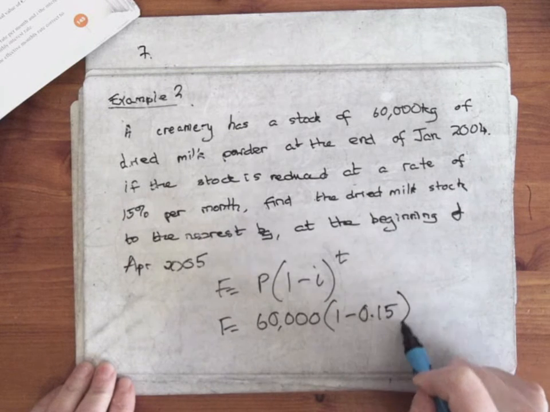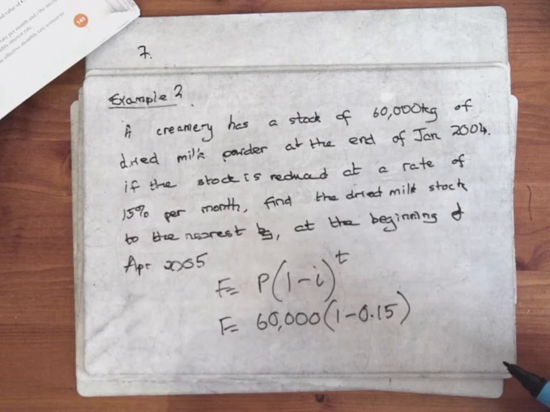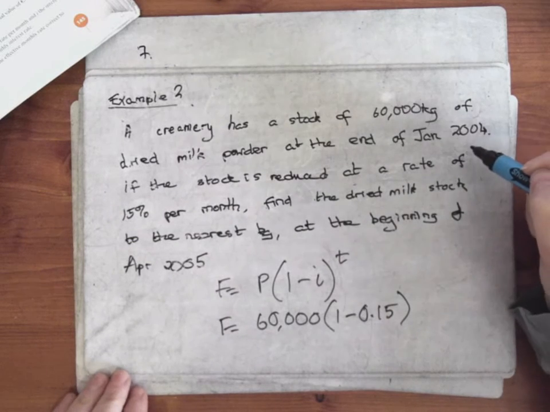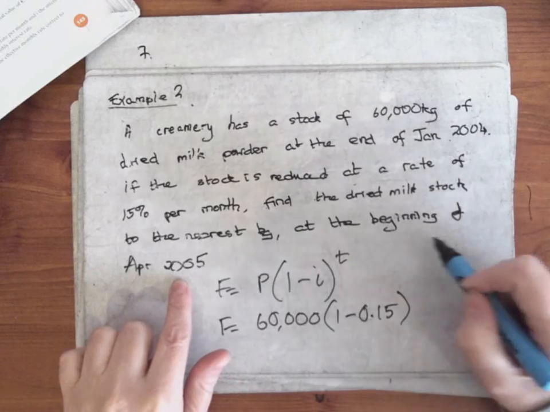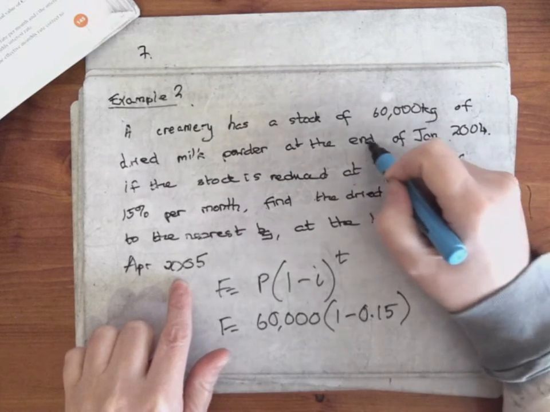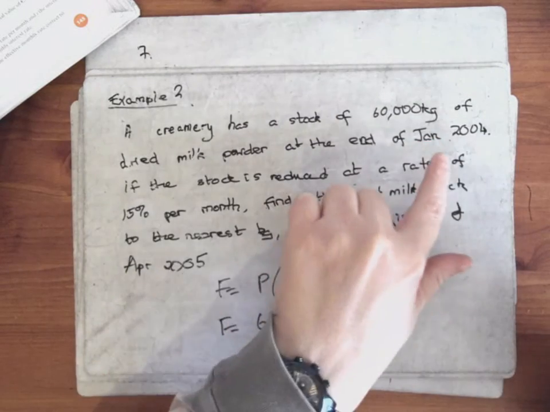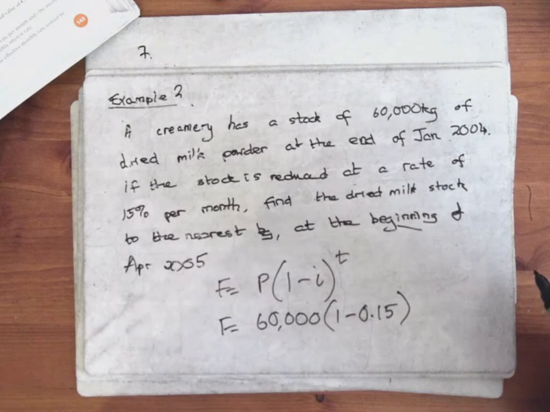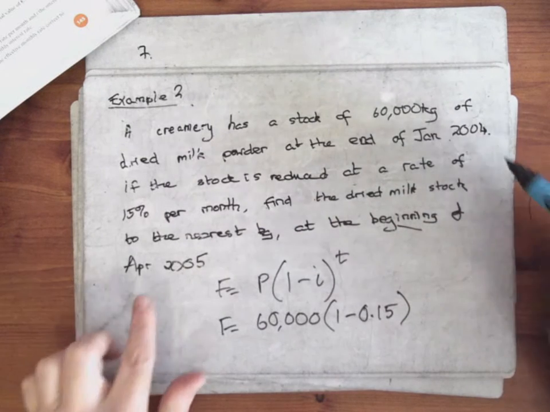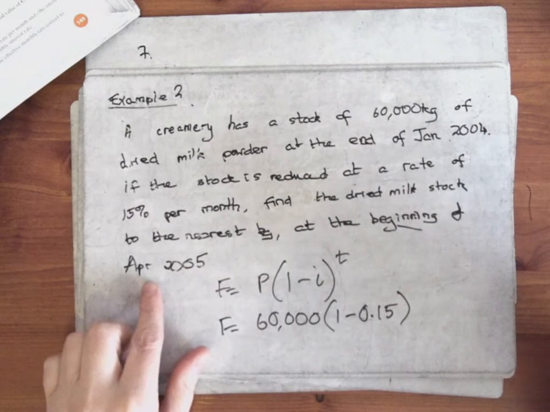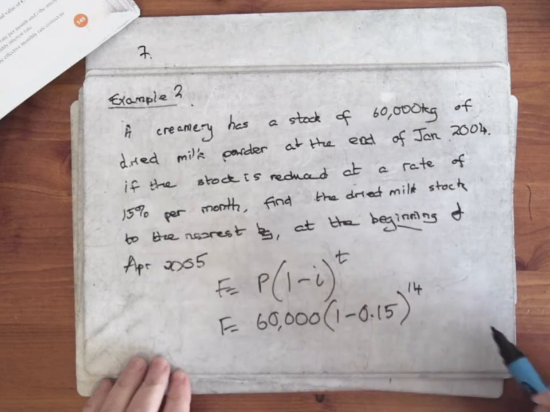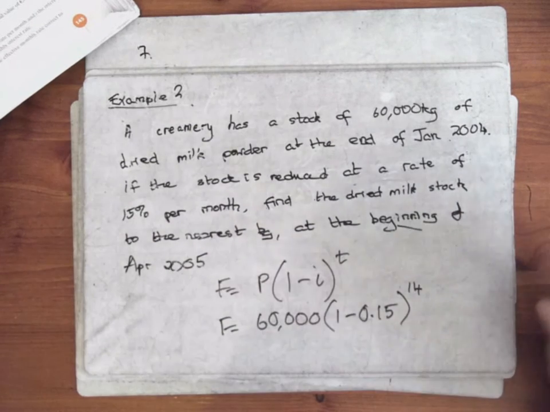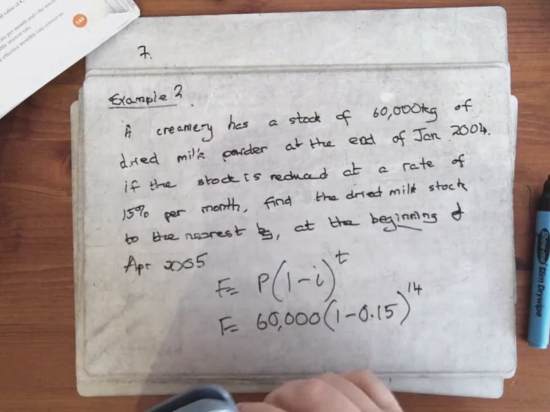Now, I have to work out the time in months. So how many months from the end of January all the way up to the start of April. The end of January to the end of the year is 11 months, and then to the start of April is 3 months. So that's 14 months in total. Then into the calculator with that and press equals.